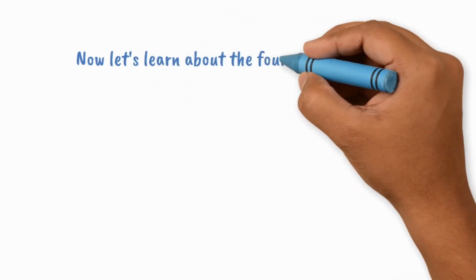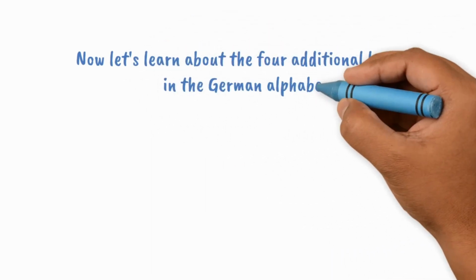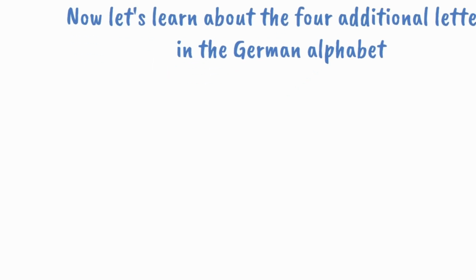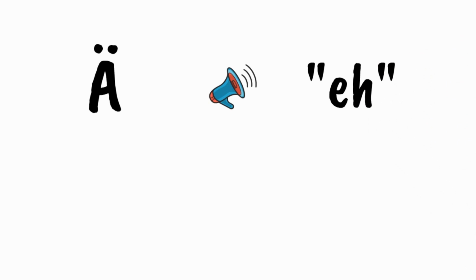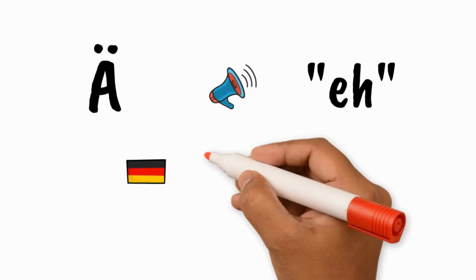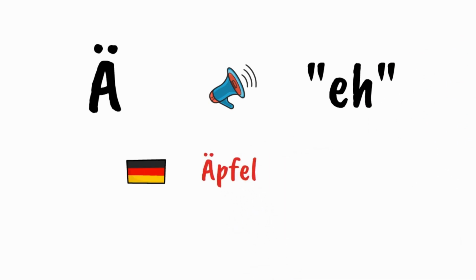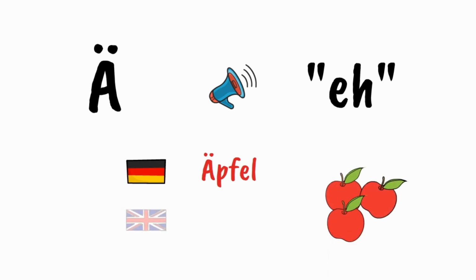Now let's learn about the 4 additional letters in the German alphabet. Ä, and open your mouth when you say this letter. Ä, this double dot above the letter, its name is umlaut in German. Ä, Äpfel. Ä, Äpfel.